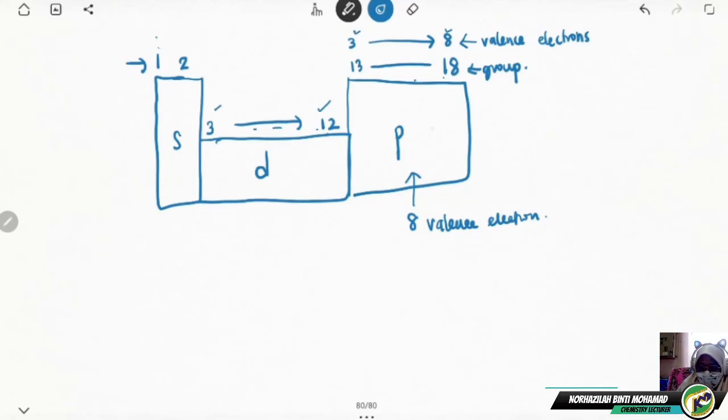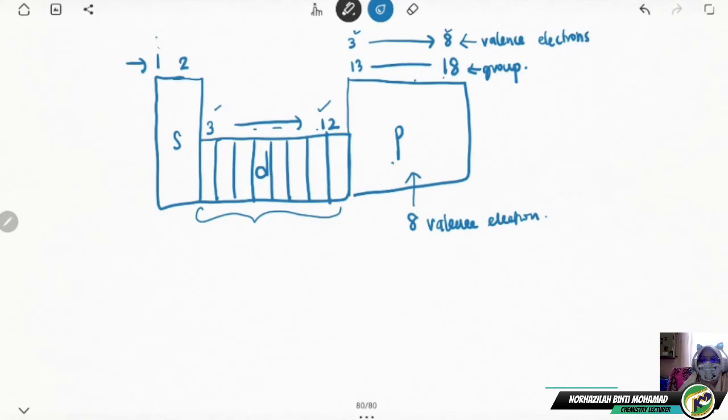Okey, sekarang ni ini P block. Okay, sekarang ni antara P block dengan D block dipisahkan oleh berapa group of D block element? Ada berapa group dalam ni? Daripada group 3 sampai group 12. Ada berapa?